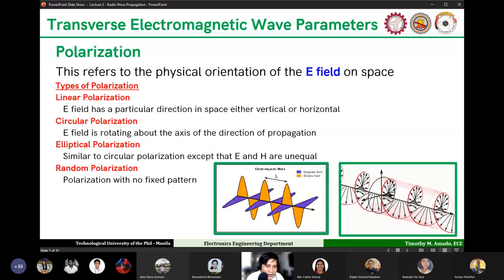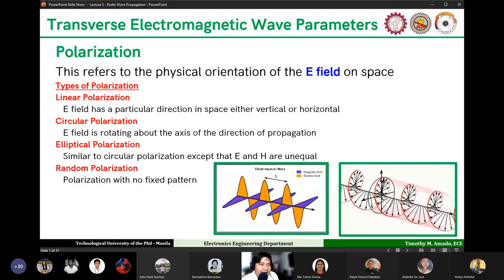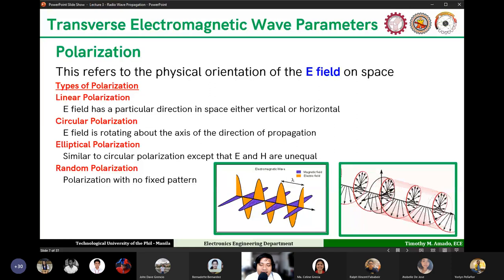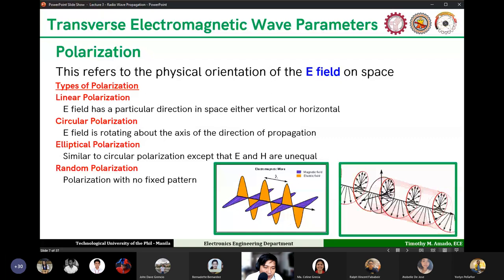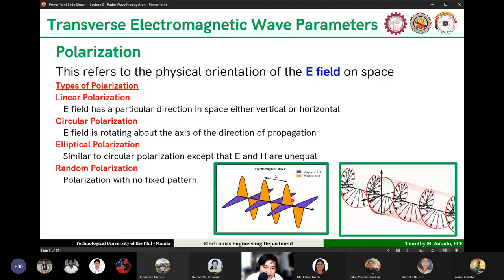Polarization. So, what is the polarization? Polarization refers to the physical orientation of the electric field vector in space. As you can see on your screens, yung example natin ng transverse electromagnetic wave, yung may violet tsaka may orange. Tingin nyo, anong polarization ng wave natin na to? Again, polarization is the physical orientation ng electric field. So, what can you say about dun sa kulay orange? Kasi kulay orange yung electric field, eh. Is it vertical or horizontal?